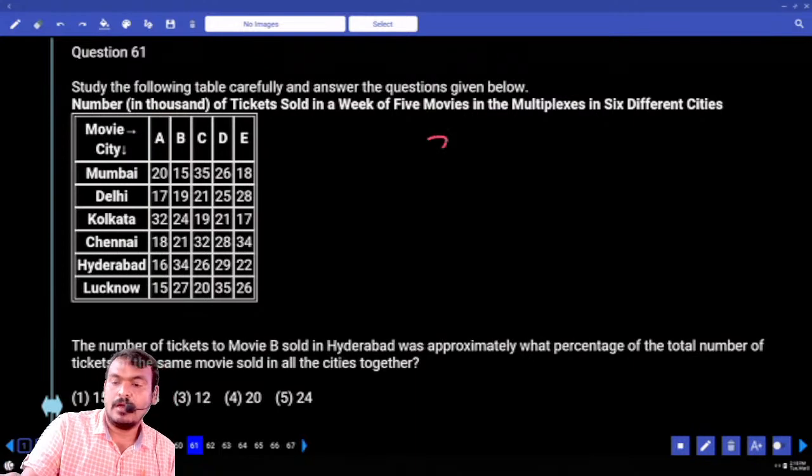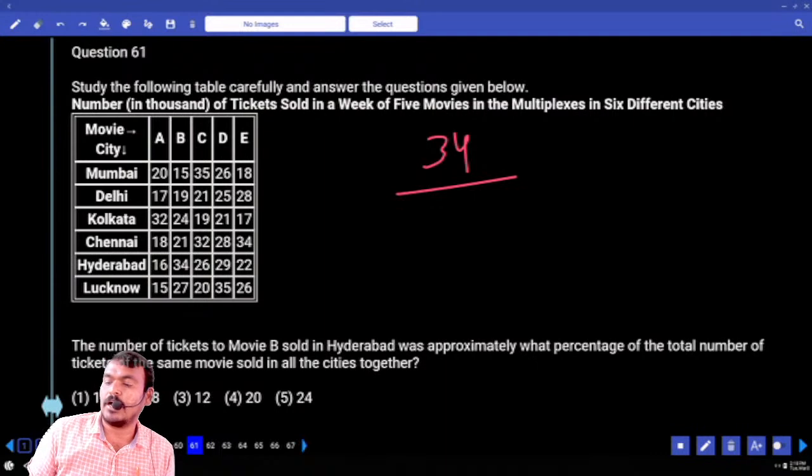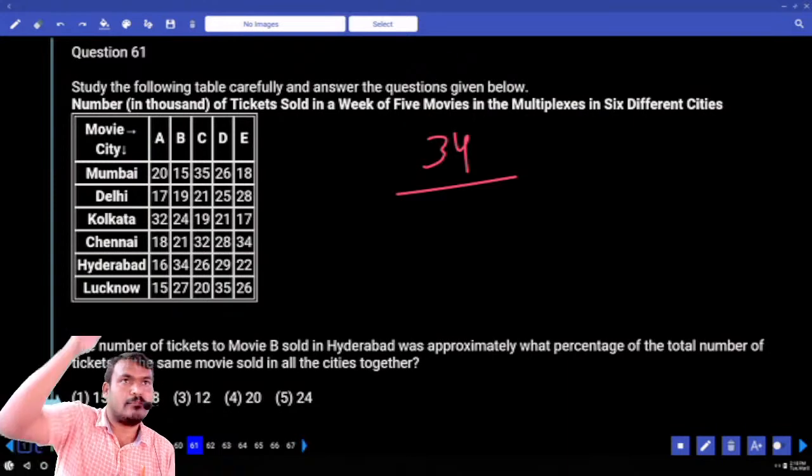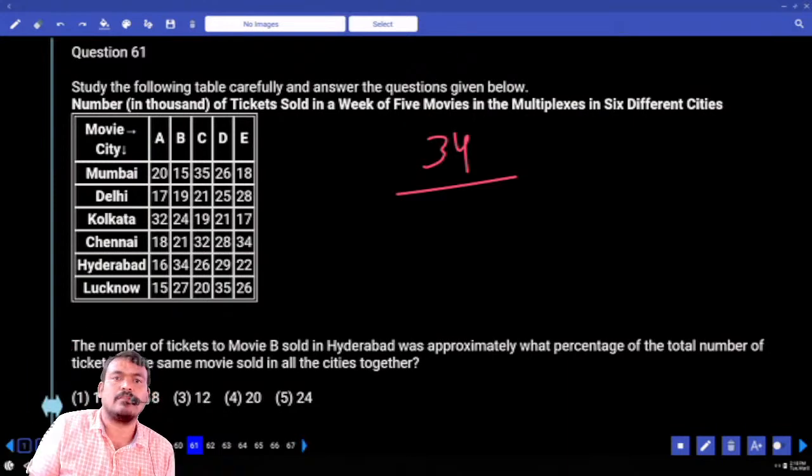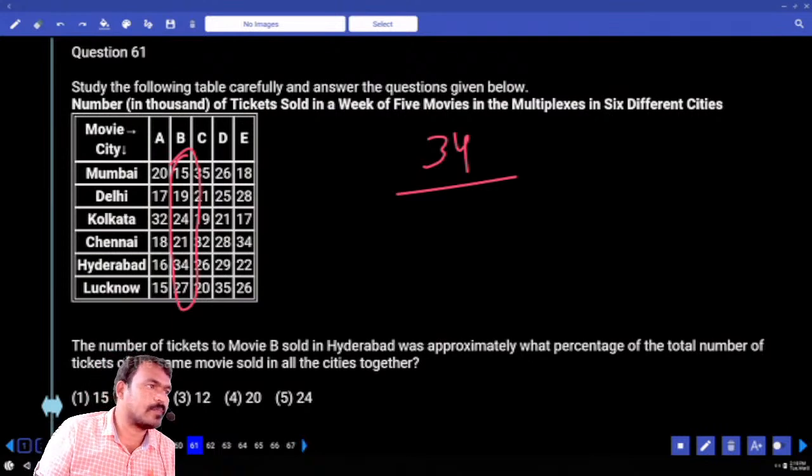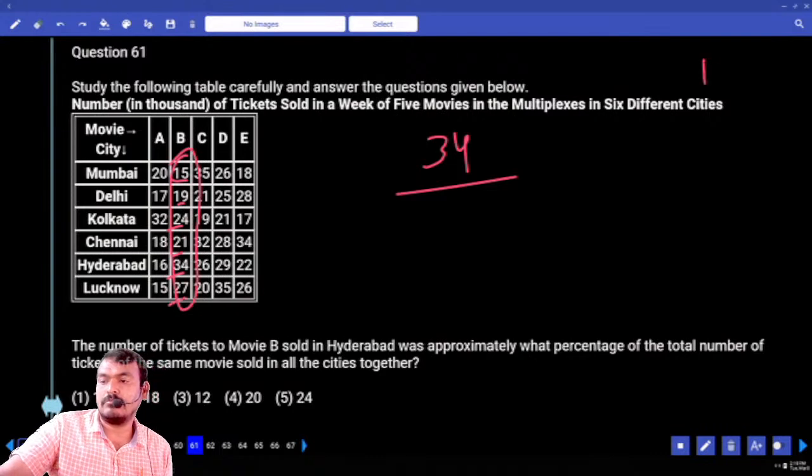34. Next, approximately what percentage of the total number of tickets of the same movie sold in all the cities or only one city? All the cities. Means vertical value or horizontal value? Vertical value. All the cities' B values, are we adding or subtracting? Adding. First we add the tens positions: 10 plus 10, 20 plus 20, 40 plus 20, 60 plus 30, 90 plus 20, 110.